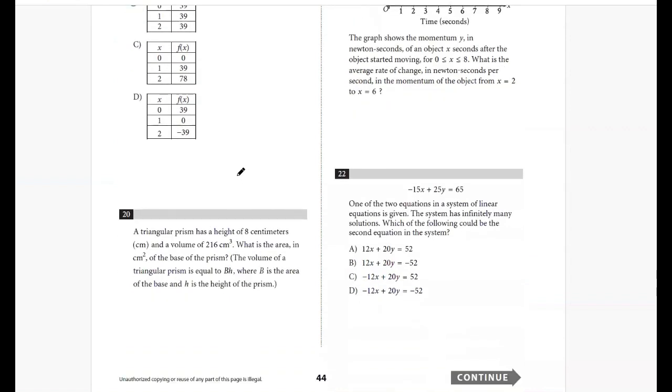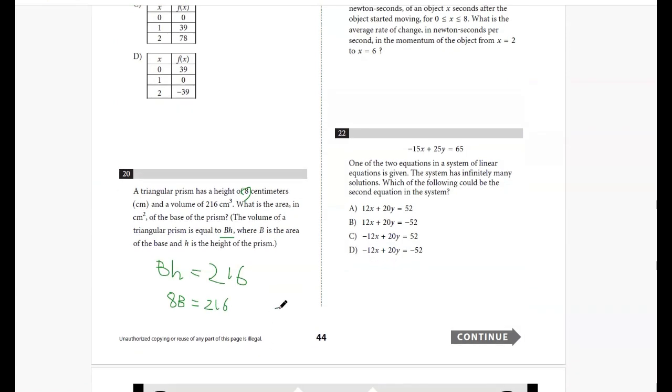A triangular prism has a height of 8 centimeters and a volume of 216 cubic centimeters. What is the area in square centimeters of the base of the prism? Literally, you can use this formula here. This is equal to 216. We're given the height, which is 8, so 8b is 216. What's 216 divided by 8? That is 27. 27 is the correct answer.